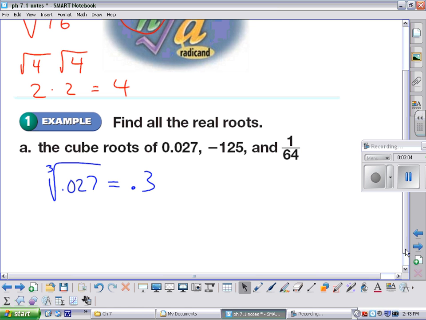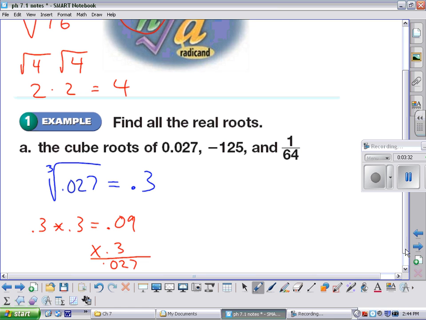How could I check that? Well, let's take a look. 0.3 times 0.3 is 0.09. Multiply that by 0.3 again, and I get 0.027. Okay? Let's take a look at another one.